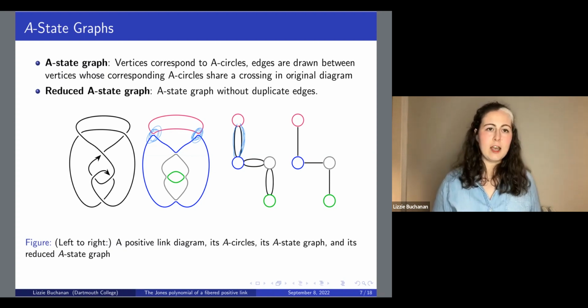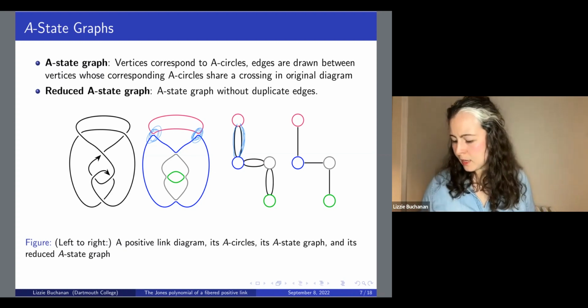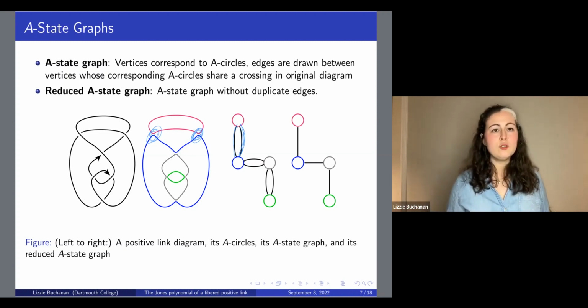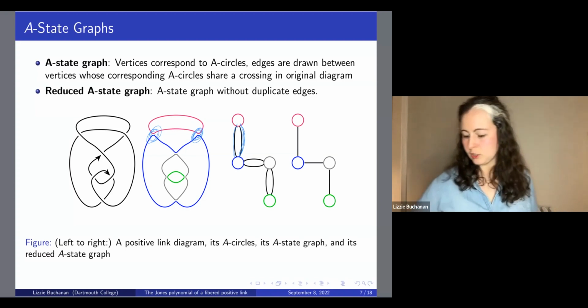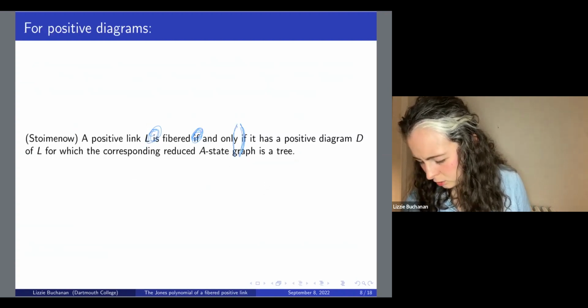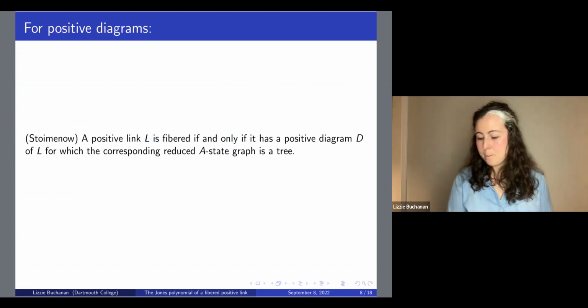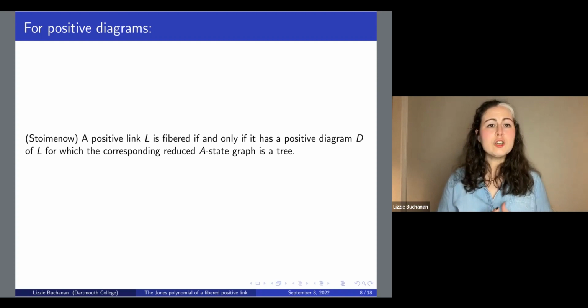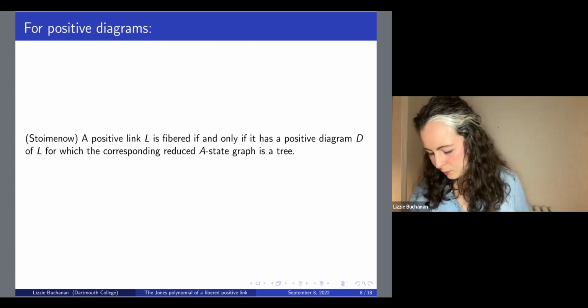And then the reduced A state graph is just the A state graph with duplicate edges removed. In this example, since every pair of vertices was connected by 2 crossings, my reduced A state graph is just going to have 1 edge between every pair of connected vertices. Okay. So then we also want to note, this is a result from Alexander Stoimenow, that a positive link is going to be fibered if and only if it has a positive diagram for which the corresponding reduced A state graph is a tree. So an example was shown on the previous page.